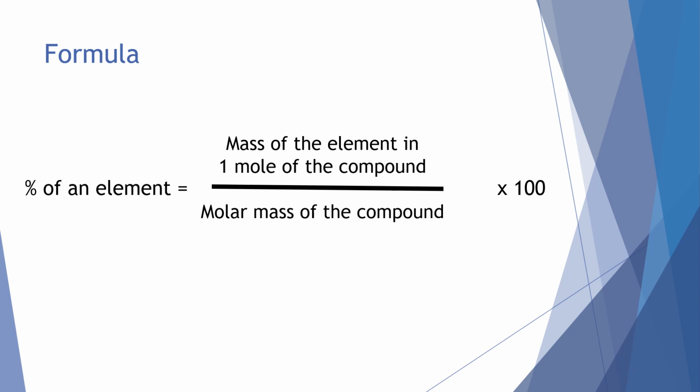Here's the formula. The percent of an element equals the mass of the element in 1 mole of the compound, so basically just getting it from the periodic table, divided by the molar mass of the compound, which is the sum that you already know how to determine. You multiply by 100.